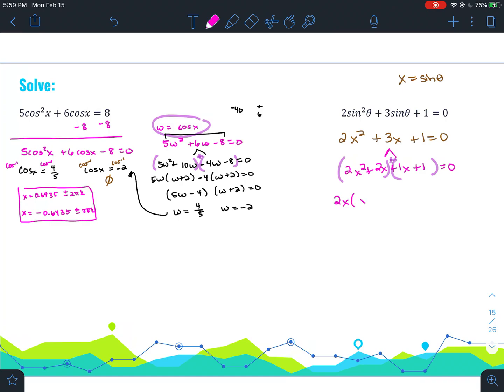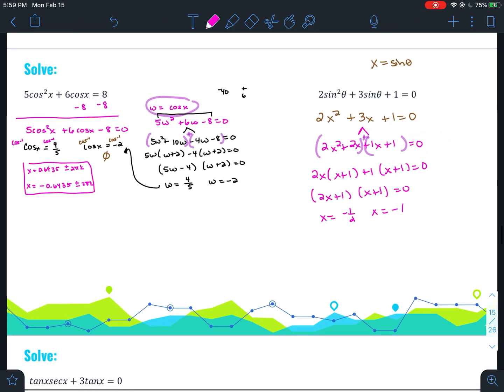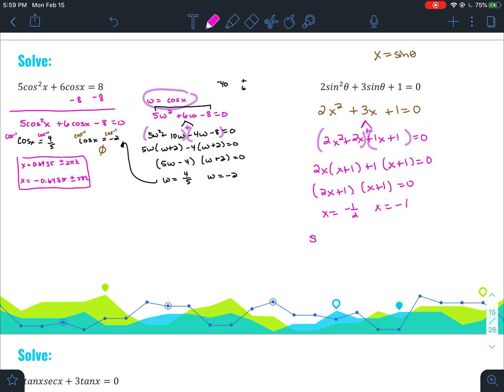I can factor out a 2x, and I'd have x plus 1. I can't factor out anything, but I can factor out a 1, and I'd still have an x plus 1. So I'd have 2x plus 1 times x plus 1 equals 0. So either x is -1/2 or x is -1. But remember, we said x was sine theta. So either sine theta equals -1/2 or sine theta equals -1.